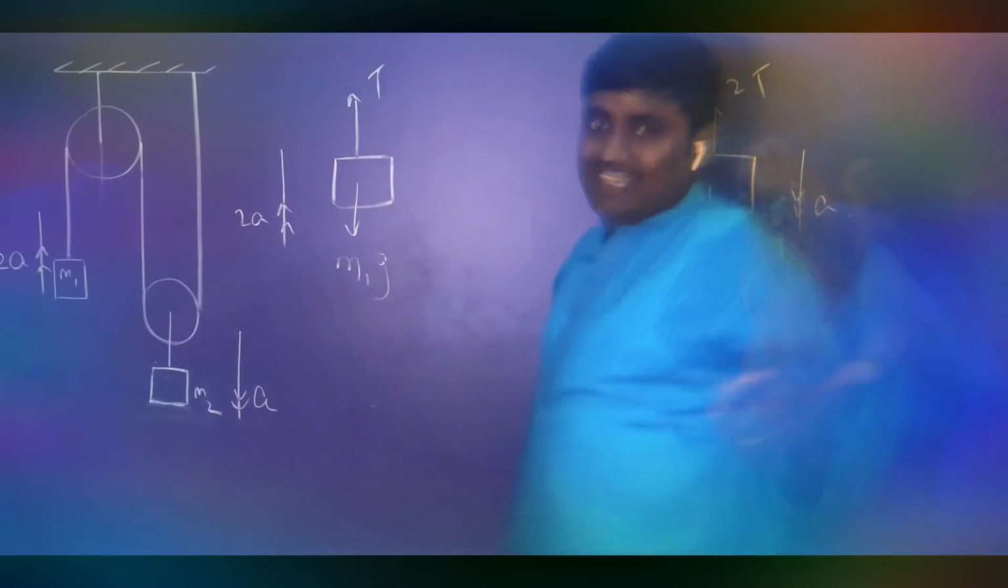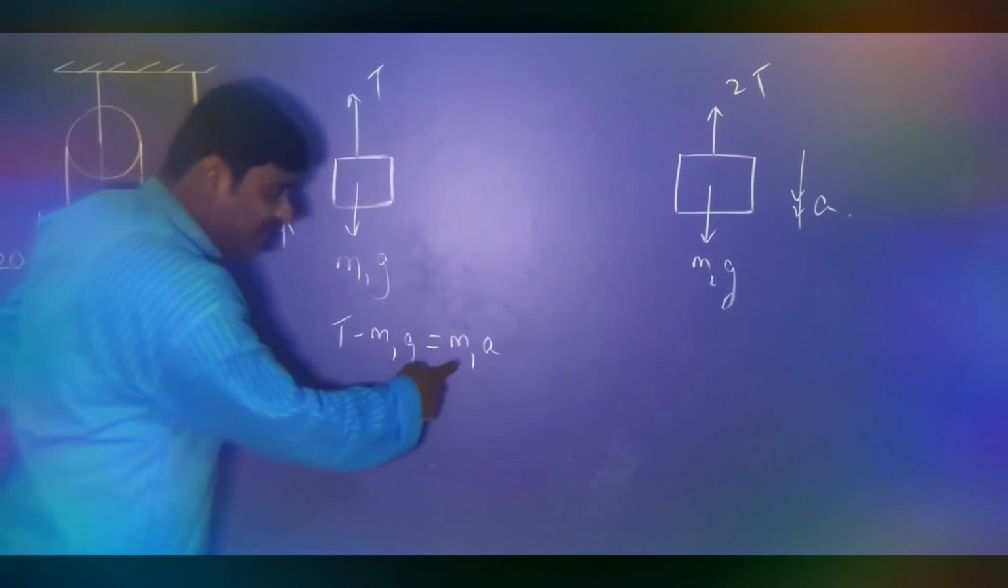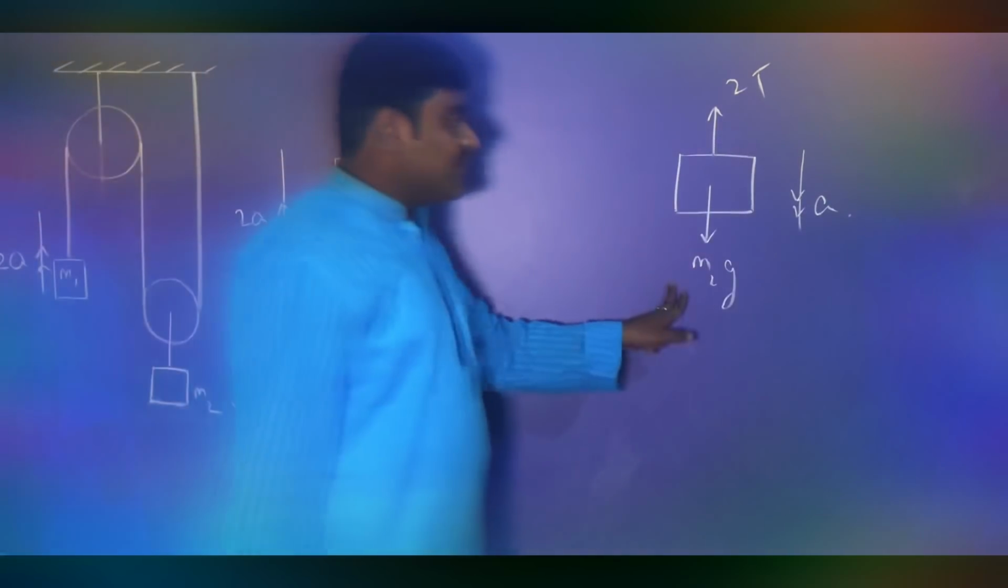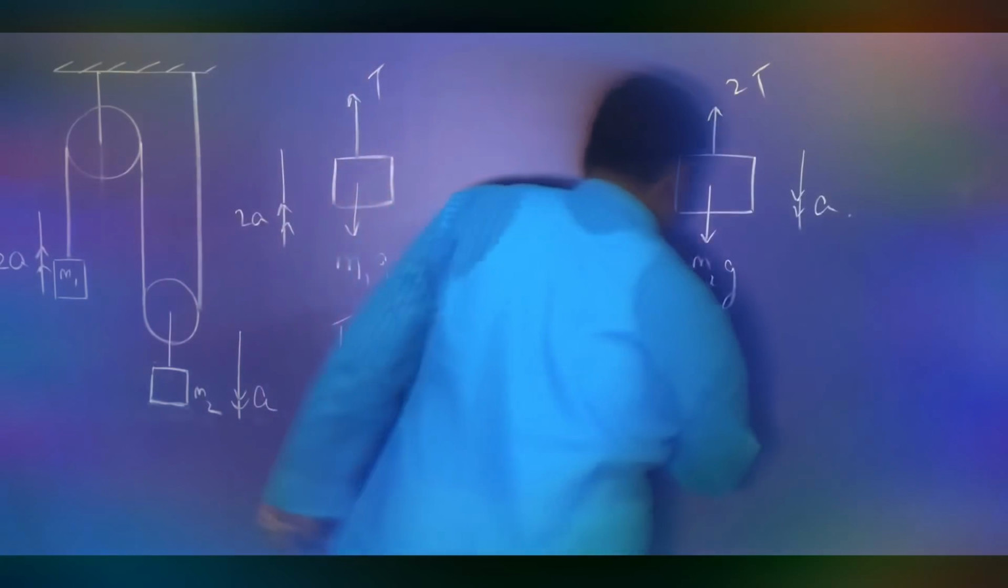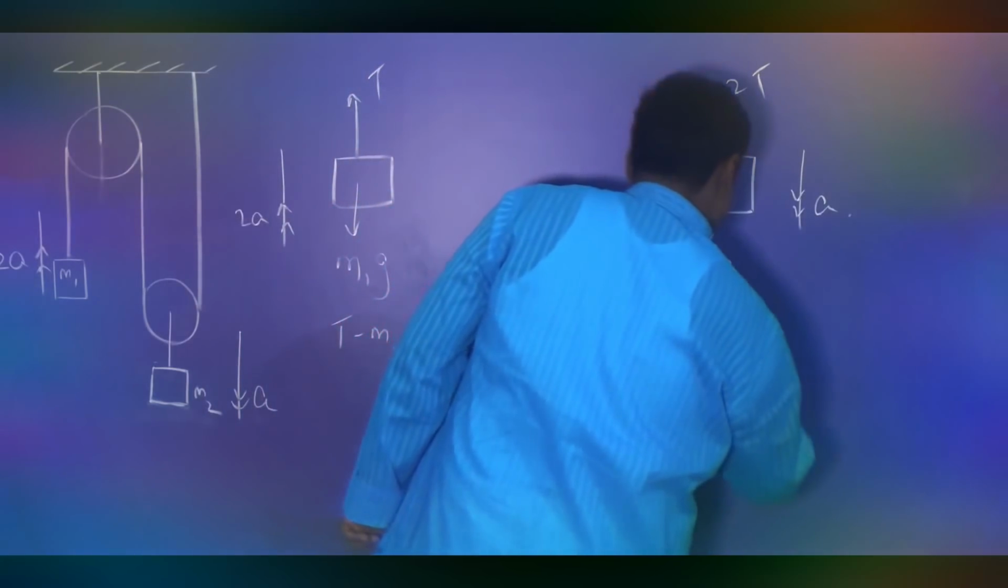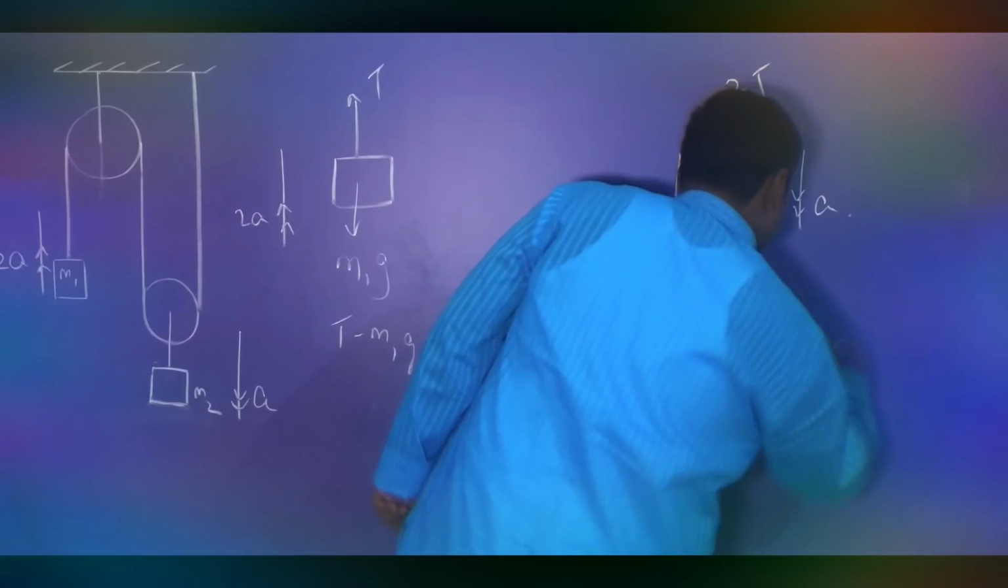Let's come to step number 3. Apply Newton's second law. So for this one, since acceleration is upward, net force has to be upward. So T minus M1G is equal to M1 times the acceleration, which is 2A, so we write 2M1A. For this one, acceleration is downward, so net force has to be downward. So M2G minus 2T is equal to M2A.